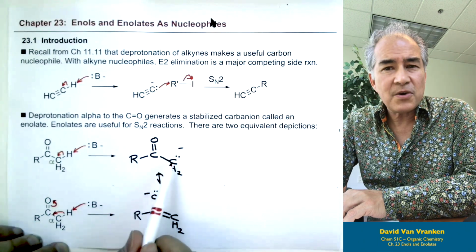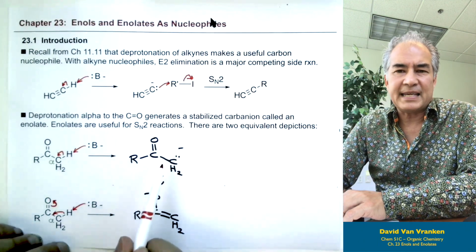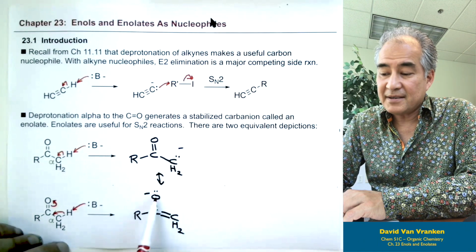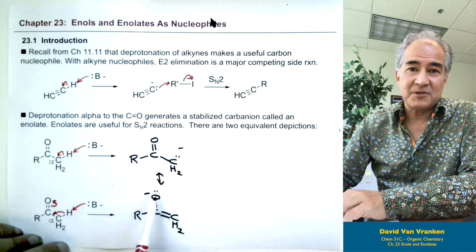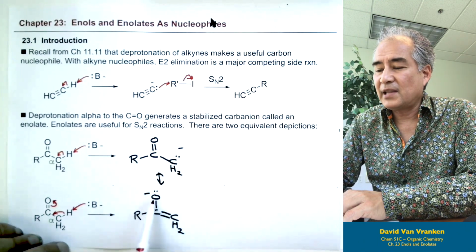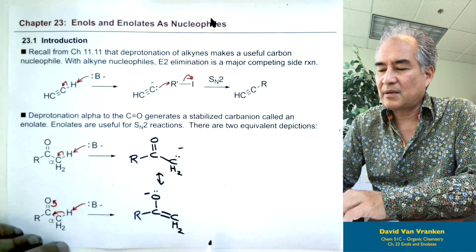making these special carbanions right next to carbonyls. We call these enolates because they look kind of like an alkene with an alcoholate on there with a negative charge. That's what that -ate means. There's a negative charge on the oxygen. So this is an enolate. -ate means something with a minus charge.